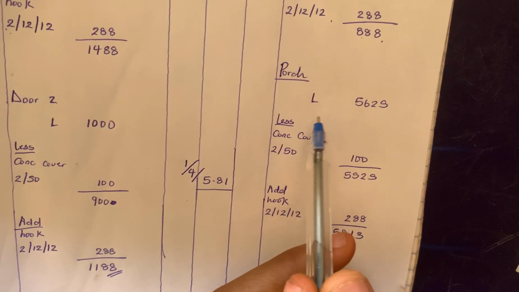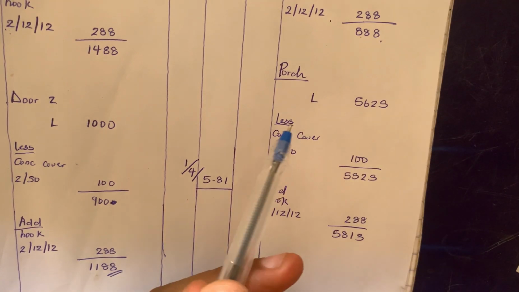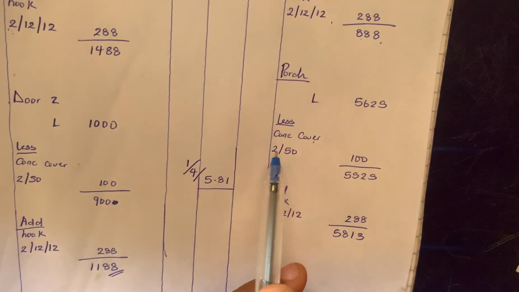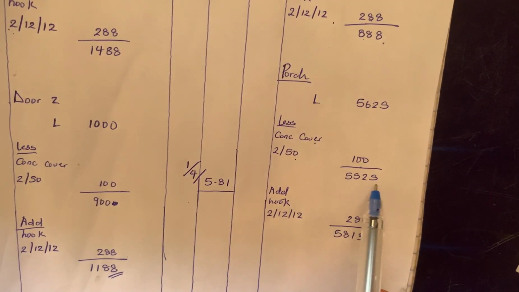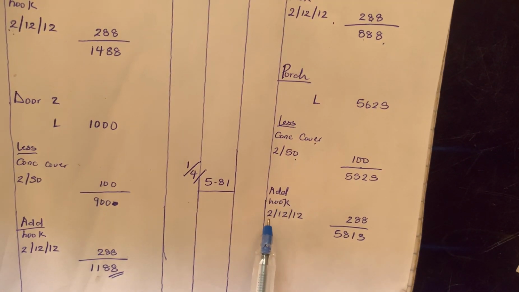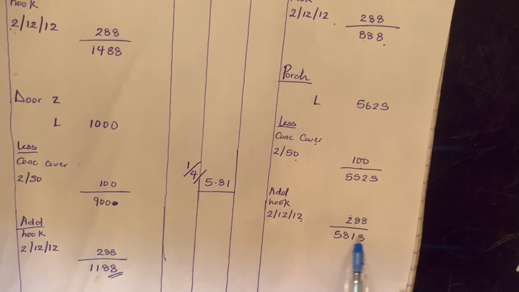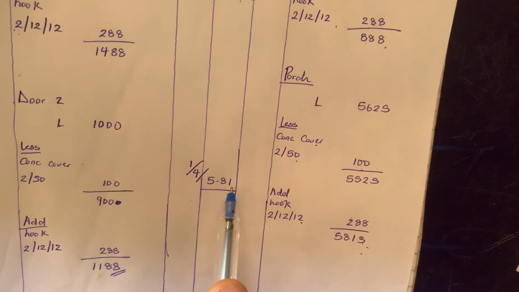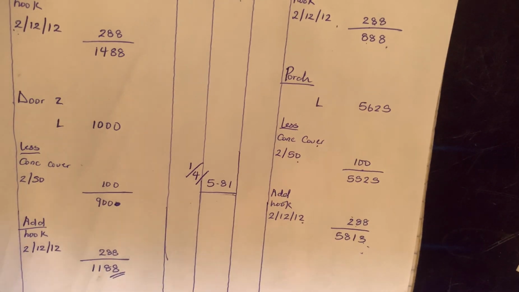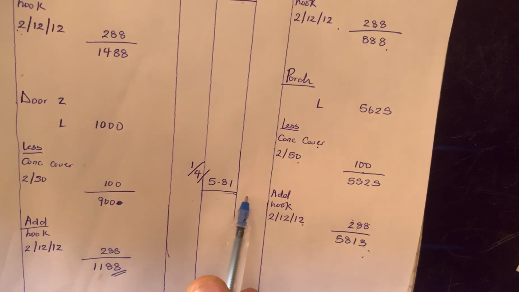So for the porch, the length of the lintel above the porch opening is 5625. So you less concrete cover, which is 2 by 50, and that will give us 100. When you less them together, it will give you 5525. Then you add the hook, which is 2 by 12 by 12, and that will give us 288. When you add them together, this will give you what, 5,813. Then you convert it to meters by dividing it by what, 1,000, and that will give me what, 5.81 in two decimal places. Then you times it by the amount of reinforcement inside the lintel, which is what, 4, and then you close.